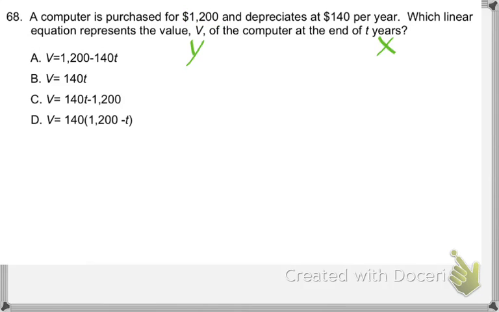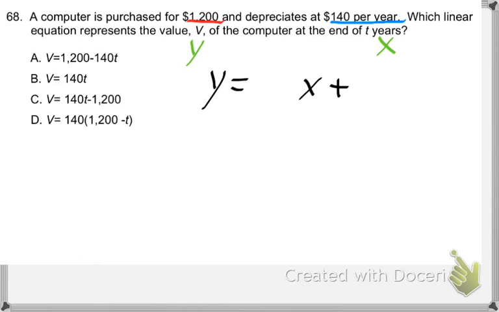Okay, so that $1,200 sounds like it only happens once. It's just a one-time number. But then this $140 per year, I think you're already catching on. That's going to be happening more than once. And so that's going to be our rate. And since the first one is a one-time cost and this is a multiple-times-happening cost, this is going to be a slope-intercept form question again. So y equals blank x plus something. Okay, so I may not have left enough room in there.